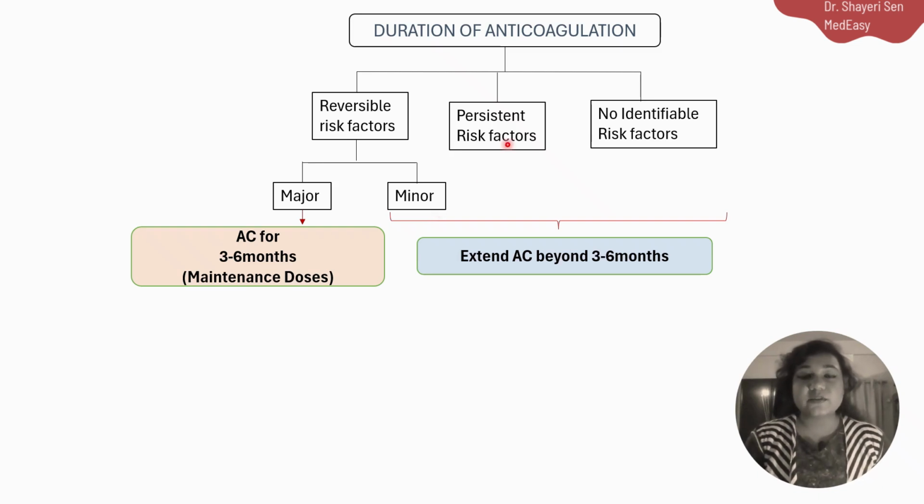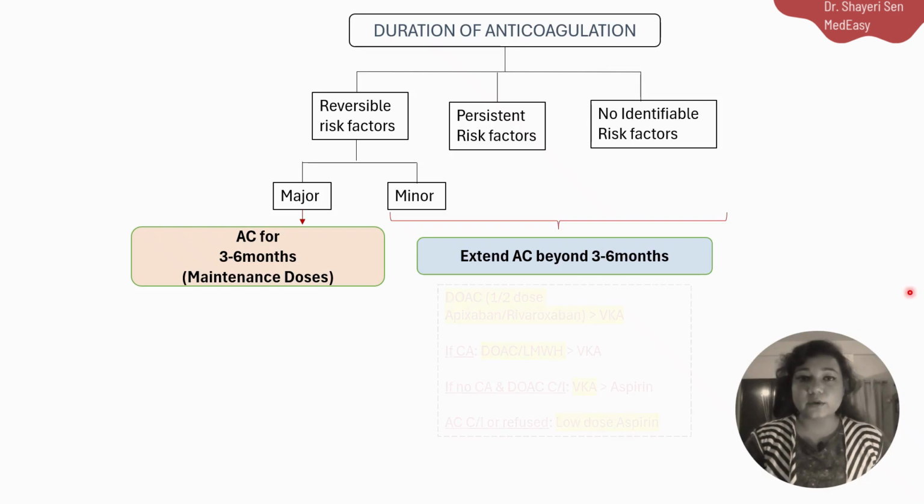Or the patient has a persistent risk factor. The risk factor is persisting throughout. Or there was no identifiable risk factor, still the patient developed a pulmonary embolism. So these patients are prone to developing pulmonary embolism recurrently over and over again, right? That's why we are going to extend anticoagulation beyond 3 to 6 months.